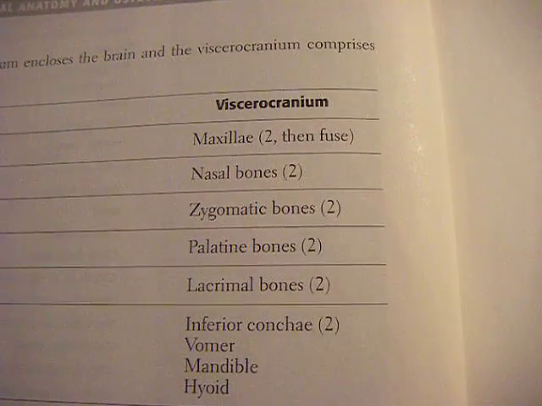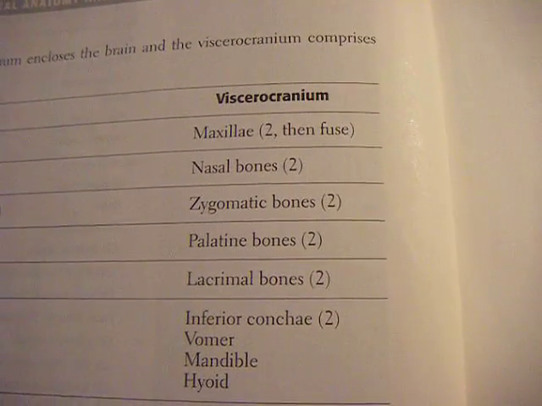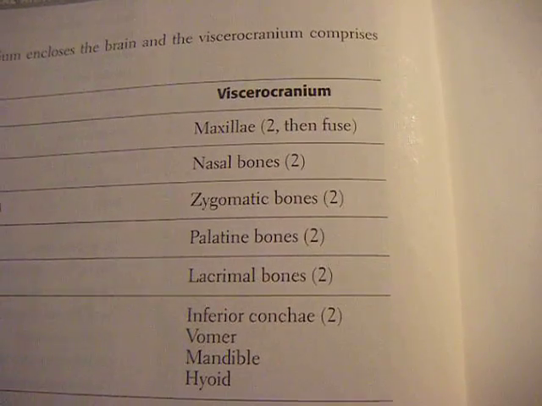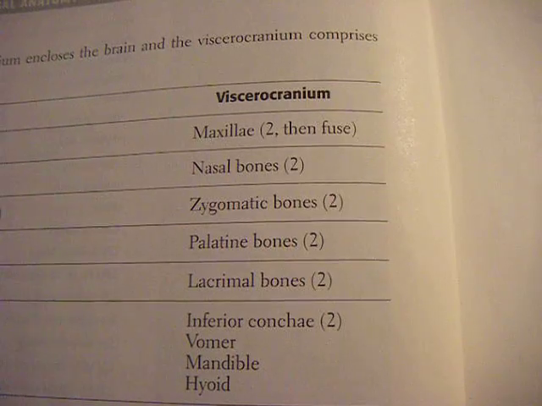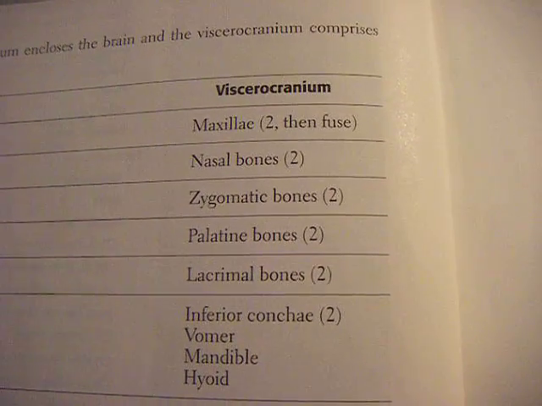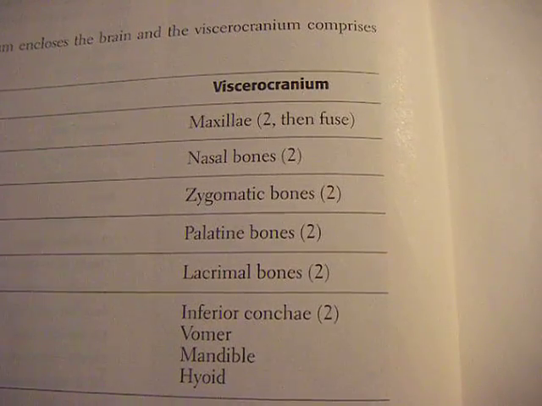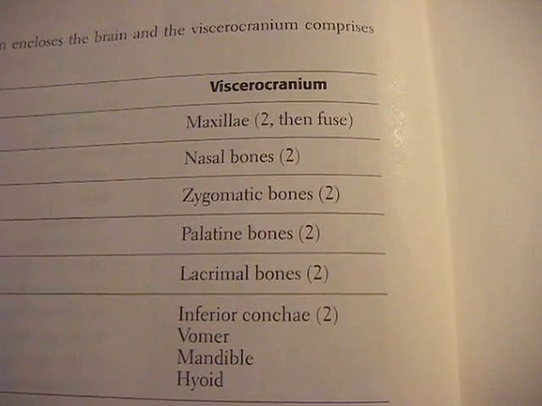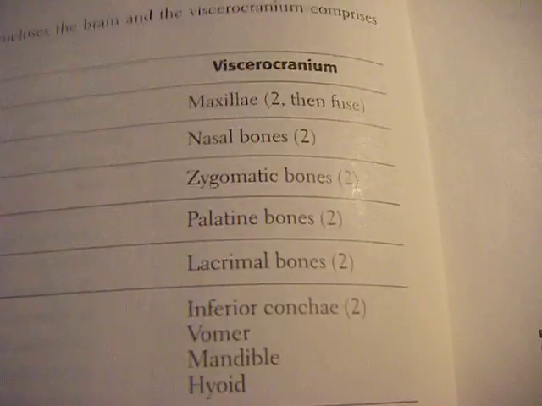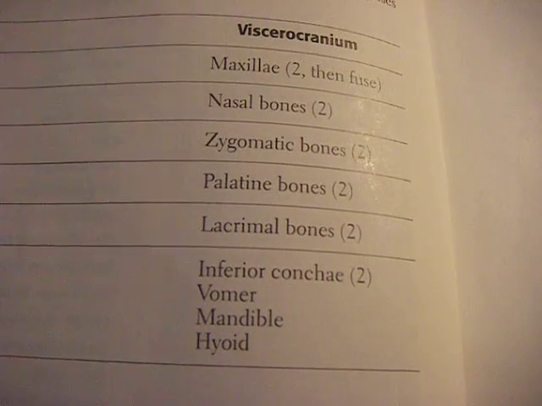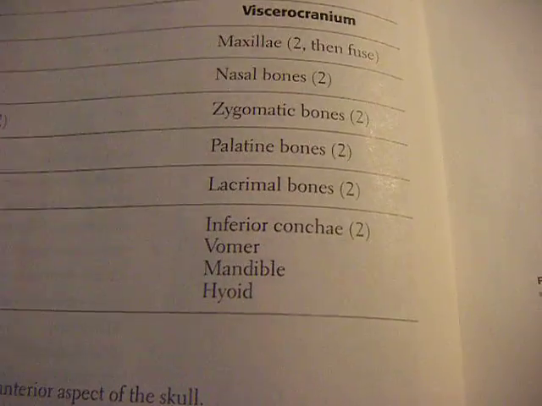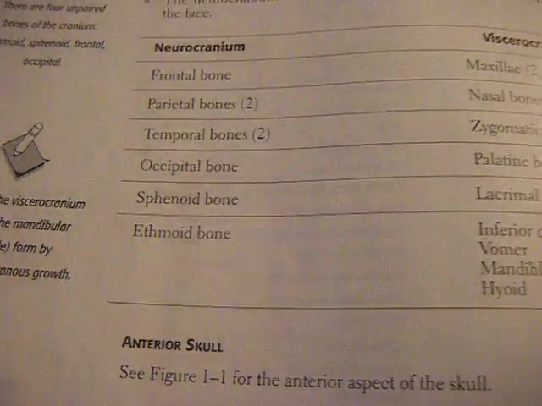Viscerocranium comprises these bones: maxilla. Two of the maxilla fuse, that is the right maxilla and the left maxilla. Nasal bones, right and left nasal bones. Zygomatic bones, right and left zygomatic bones. Palatine bones, right and left palatine bones. And lacrimal bones, same thing, right and left. Inferior concha, right and left. Then vomer bone, mandible and the hyoid bone. So these are the bones of the viscerocranium.